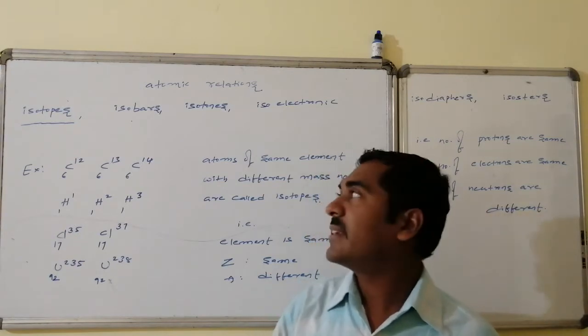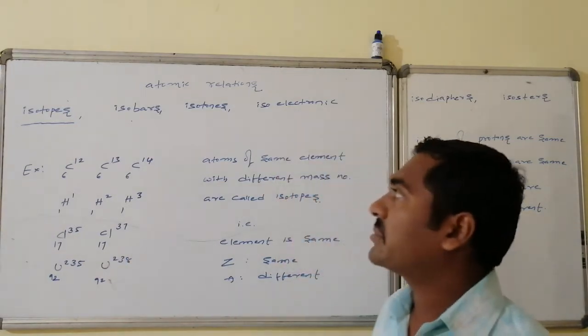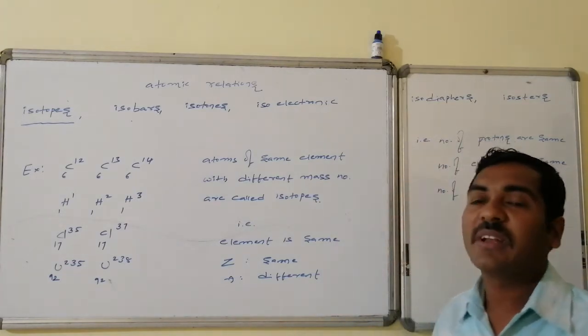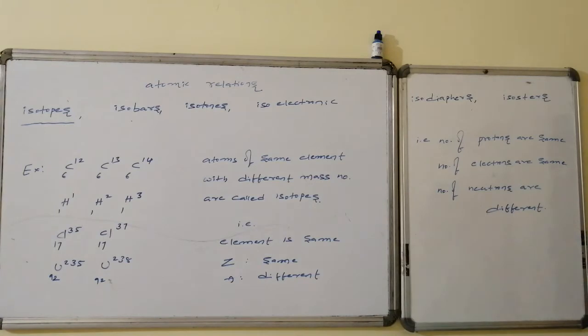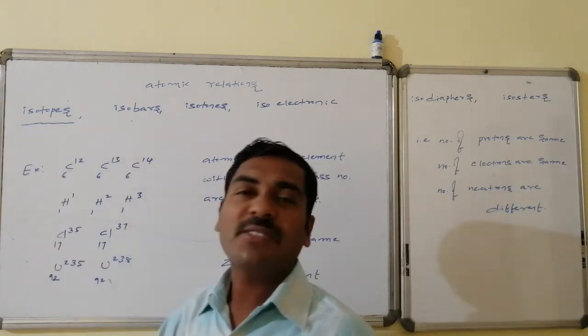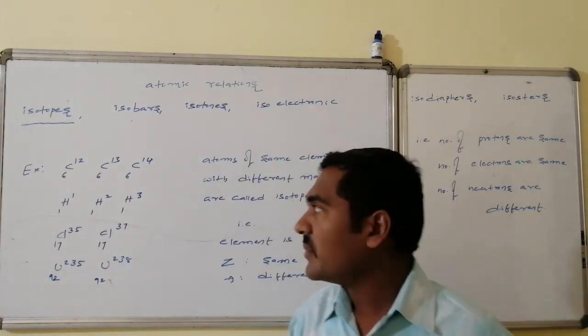Now, different atomic relations. Some of the atoms are said to be isotopes. Some of the atoms with respect to others are said to be isobars, isotones, isoelectronic species, isodiaphers, isosters and nuclear isomers also. Now let us go for the isotopes, the portion that we are going to discuss. See, carbon is existing in nature.